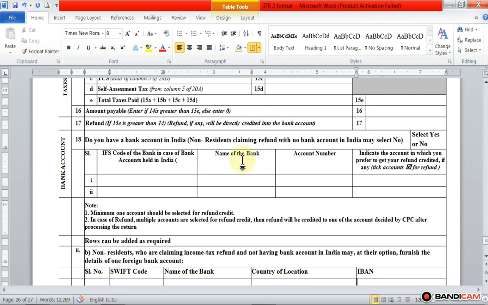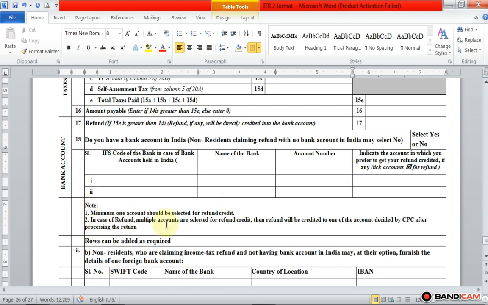Got it? Okay, so here we put the IFSC code, then the name of the bank, third column, then the account number of the assessee, and then the bank preferred by the assessee to get their refund credited to the respective bank. Then here a note is given: minimum one account should be selected for refund of credit. It means the assessee has to select only one bank account for refund of their credit.